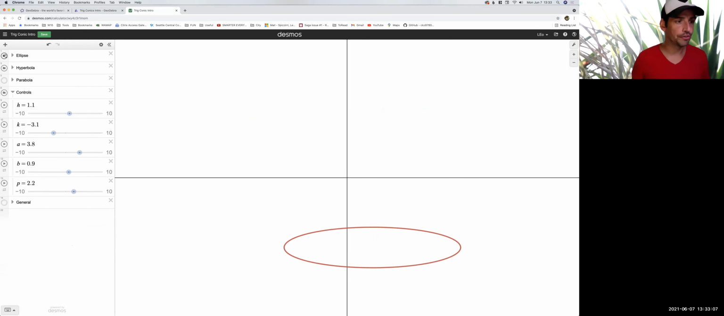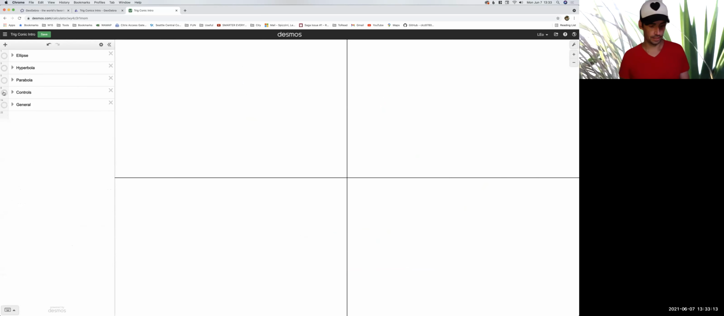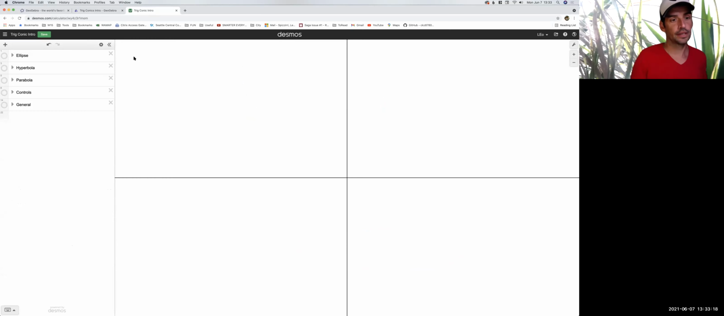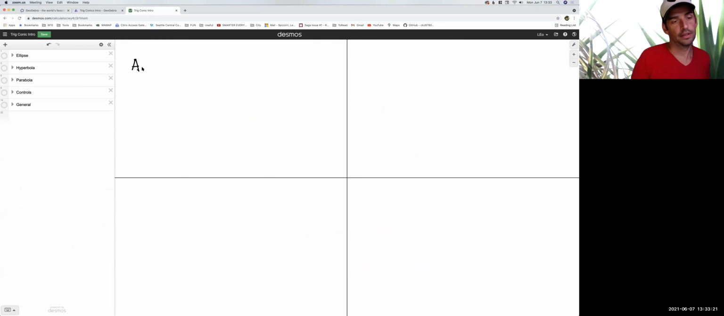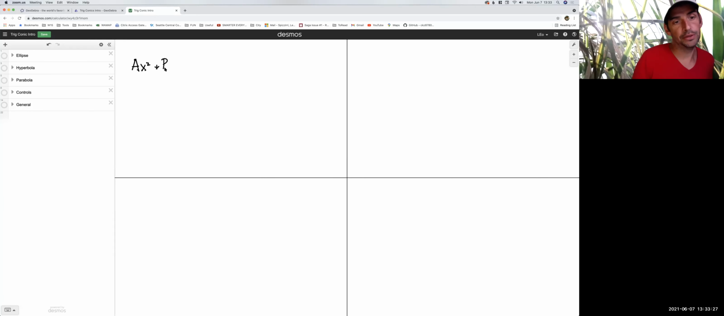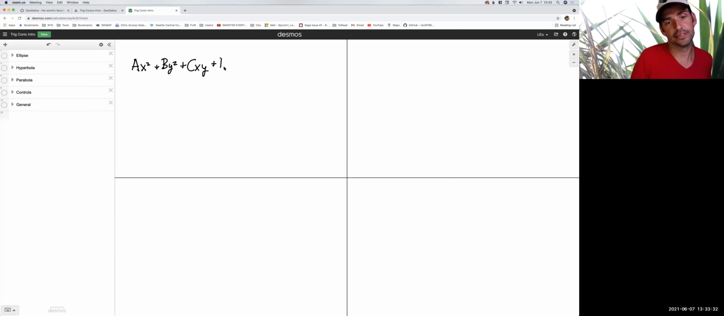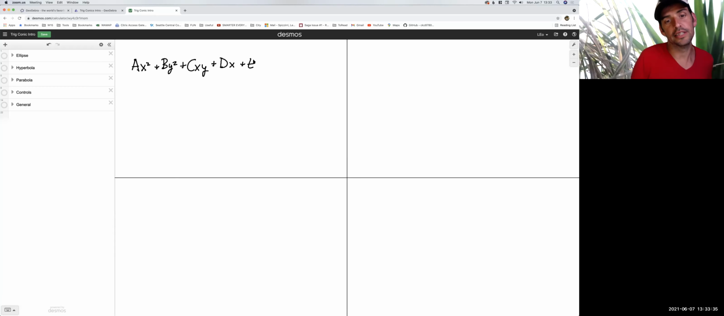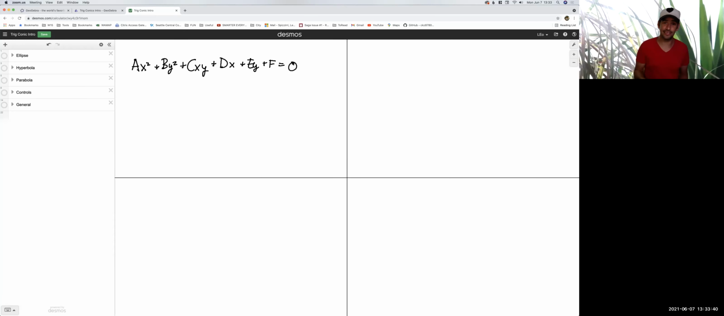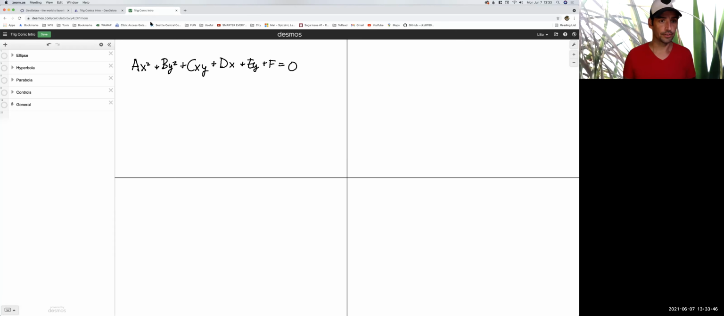There's a more general form for all of this. Every one of our conics can be written as ax squared plus by squared plus cxy plus dx plus ey plus f equals 0, where a, b, c, d, e, and f are constants.